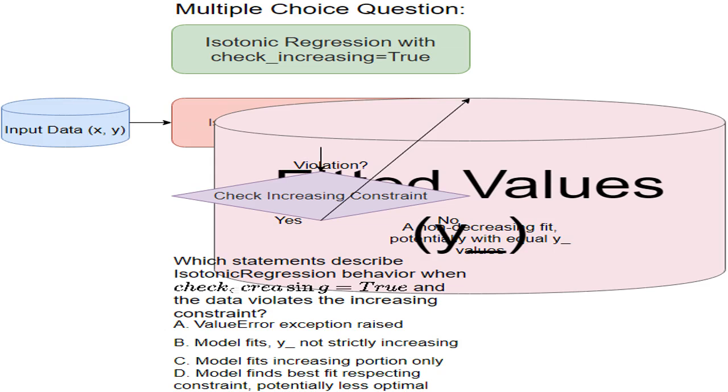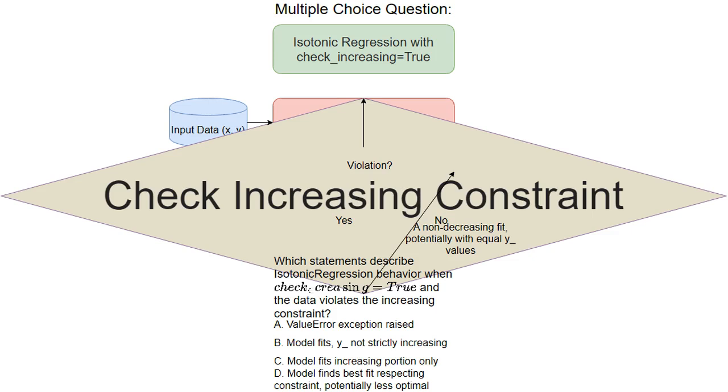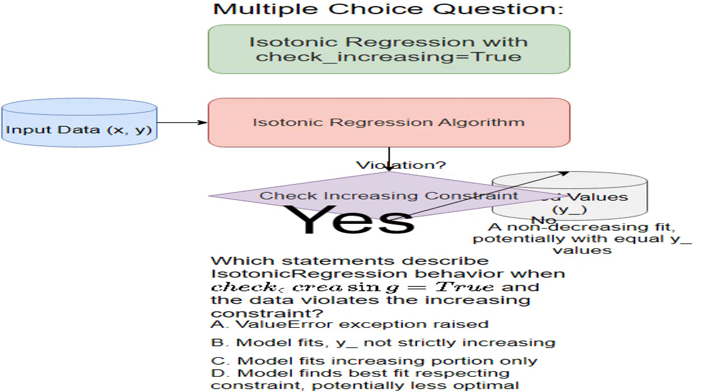This is the condition, check_increasing equals true, that we are imposing on the isotonic regression model. The question is whether the given data meets the constraint of the data being non-decreasing. If the data has points where the y values decrease as x values increase, the constraint is violated. This signifies that in this case, the input data satisfies the increasing constraint of isotonic regression.